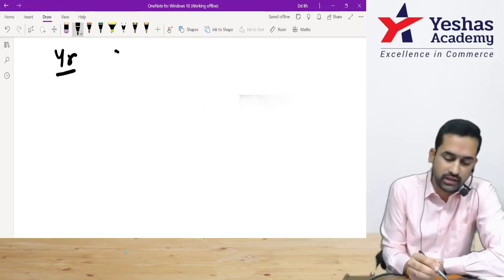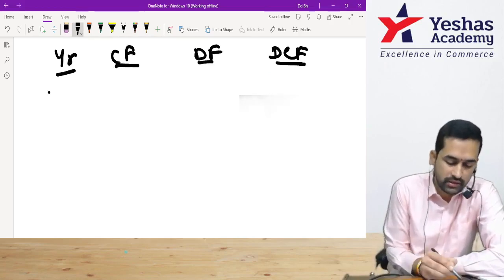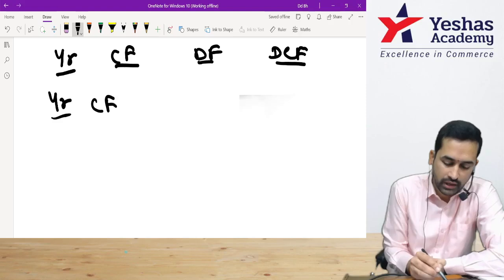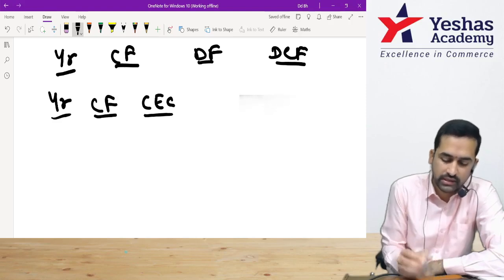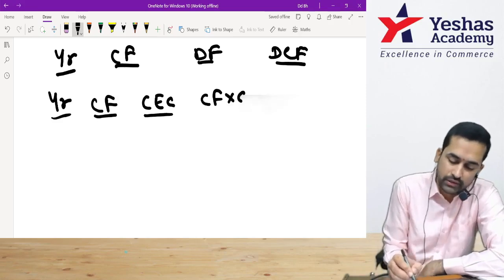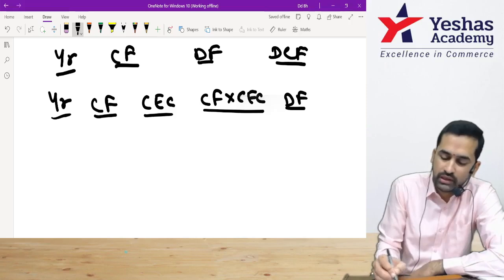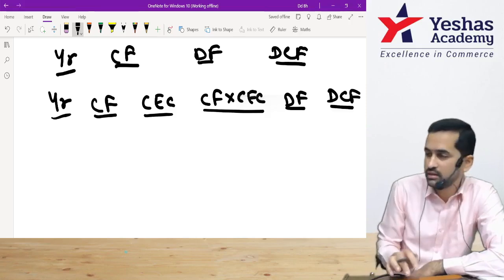It can be year, cash flow, DF and DCF. But in the study material, they have done it this way. Year, cash flow, you will then assign a certainty equivalent coefficient, and then you multiply cash flow with the certainty equivalent coefficient, and then you multiply with DF, and then you will get DCF.